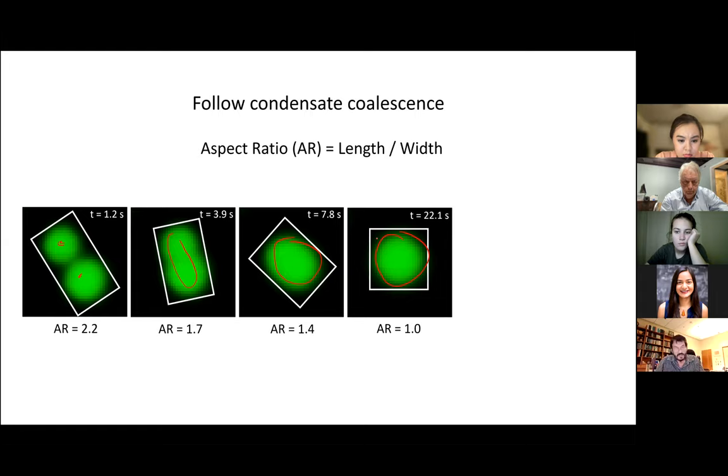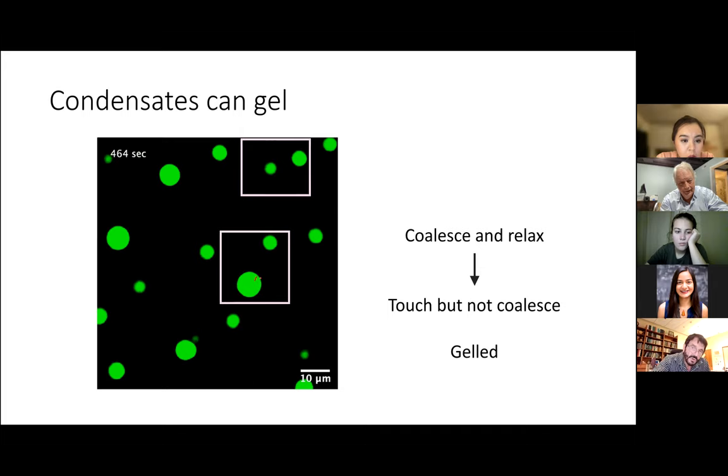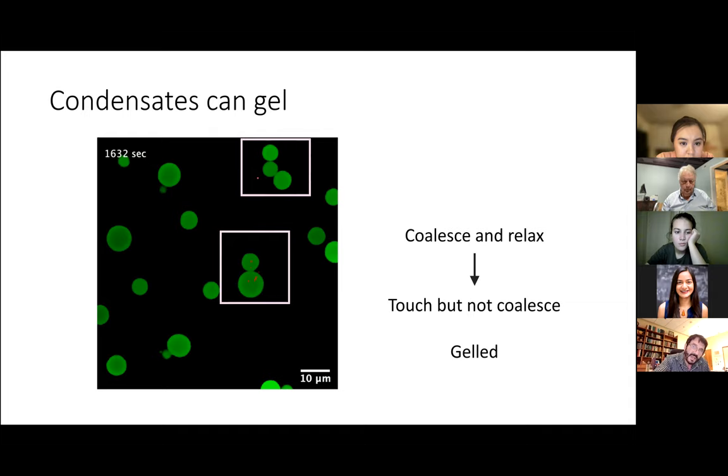But sometimes they gel. So you can see that if you look carefully, this will play over and over again. If you look at these two drops, at first you see one that comes and then sticks, but now they just stick to one another. They don't actually merge. When it's merging, I've started the movie again. Here's another case where three of them have merged, have joined together, and they stick together.